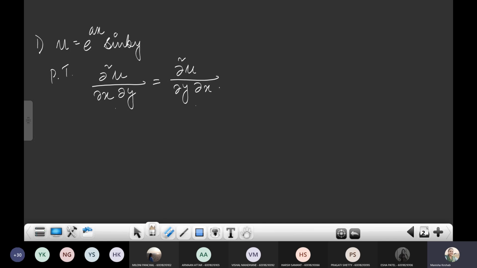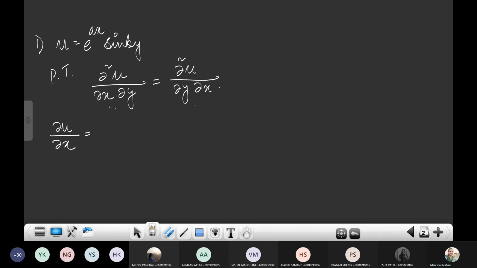So u is equal to e power ax into sine by. Then prove that del square u del x del y is equal to del square u del y del x. So first we will try the left hand side. And what basically you want here, to go to the second order derivative, at least you require del u del x and del u del y. So let us first find del u del x and del u del y.